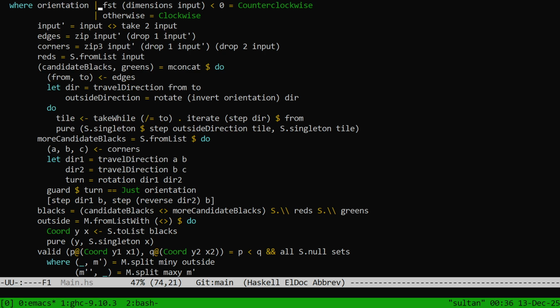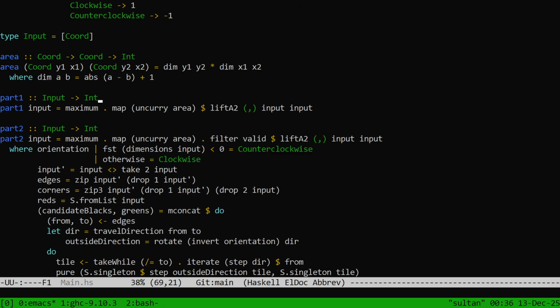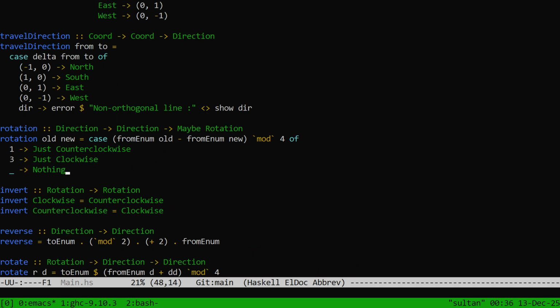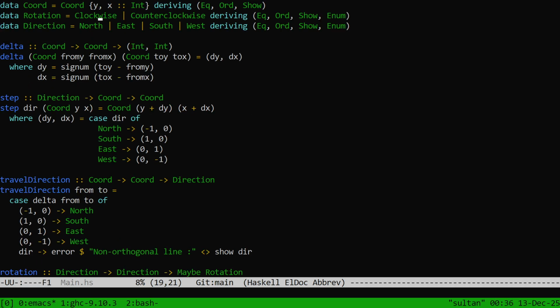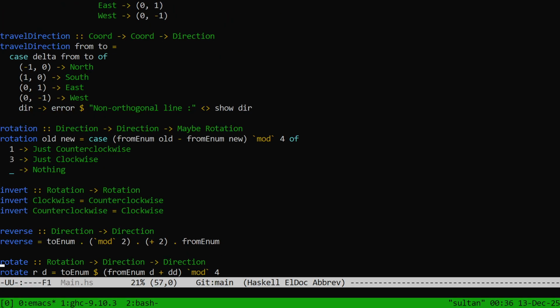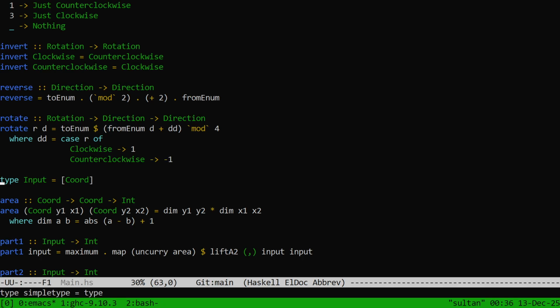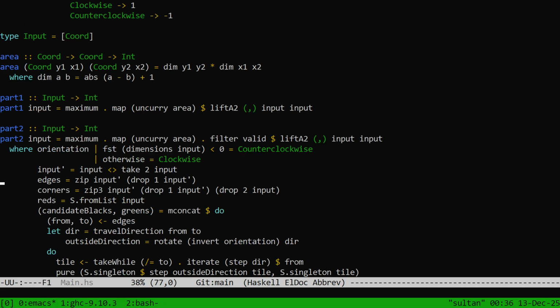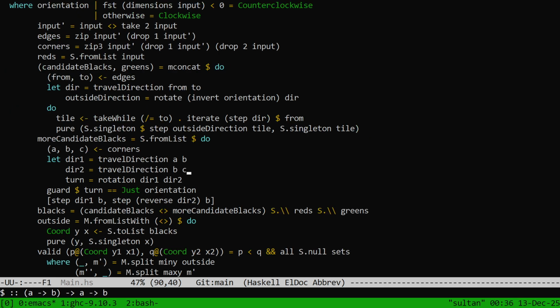But this sure is complicated. I'll be interested to see a simpler way people did this. Obviously, I didn't have to make things as hard as I did for myself by modeling directions and rotations and so on. But I think this was the right thing to do if your goal is to have something that sort of works in the domain concepts of the problem. And in a funny way, part 2 is just part 1 with an extra filter valid in it, where valid is like a monstrous function.